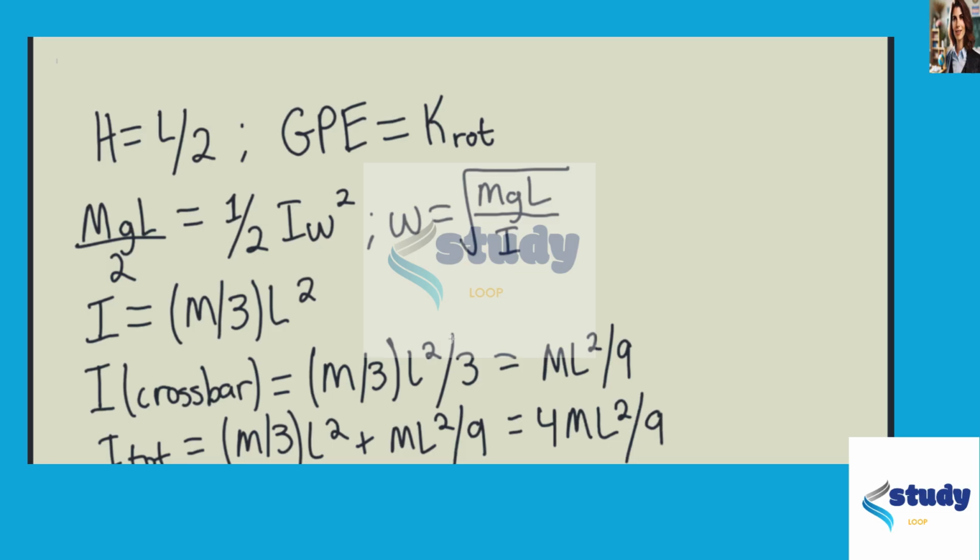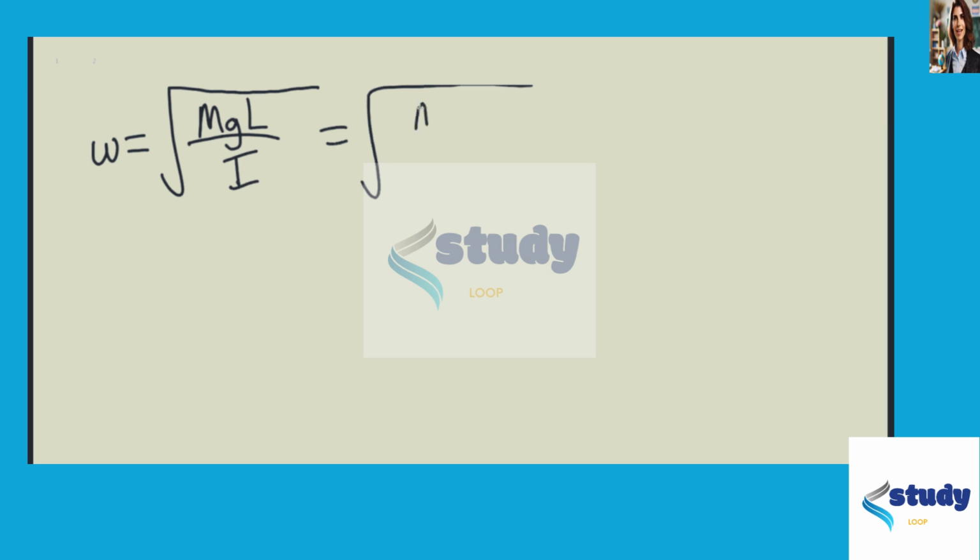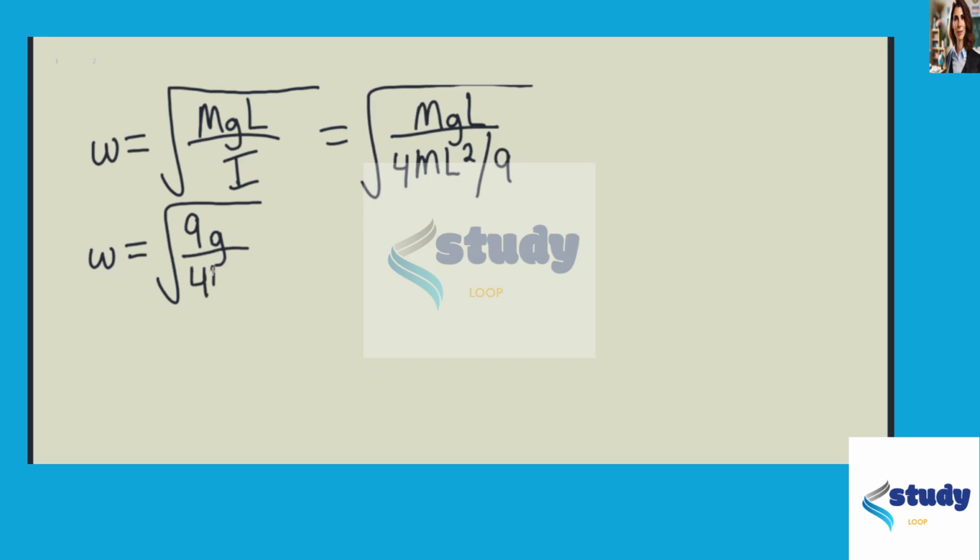And we can then substitute this into the angular velocity equation and say that the angular velocity is going to be equal to, again, the square root of mgL over I, equaling the square root of mgL over 4mL squared divided by 9. And the angular velocity would then be equal to the square root of 9g over 4L.